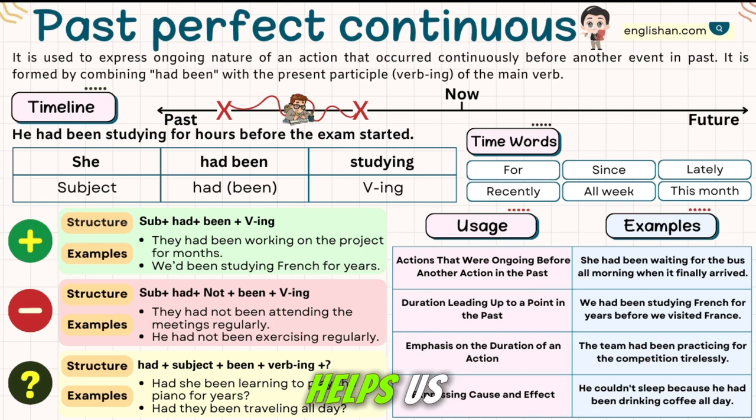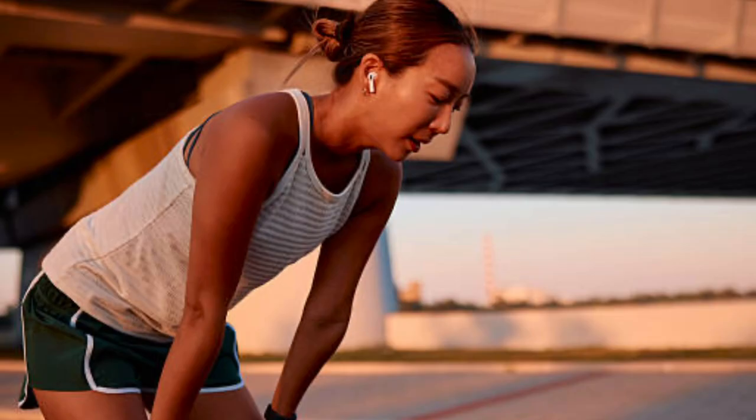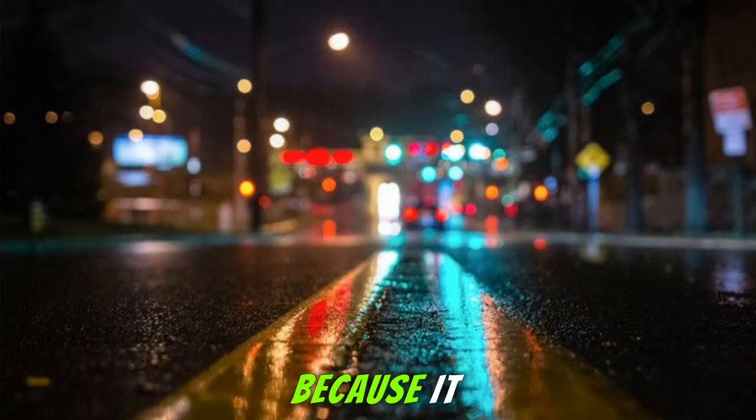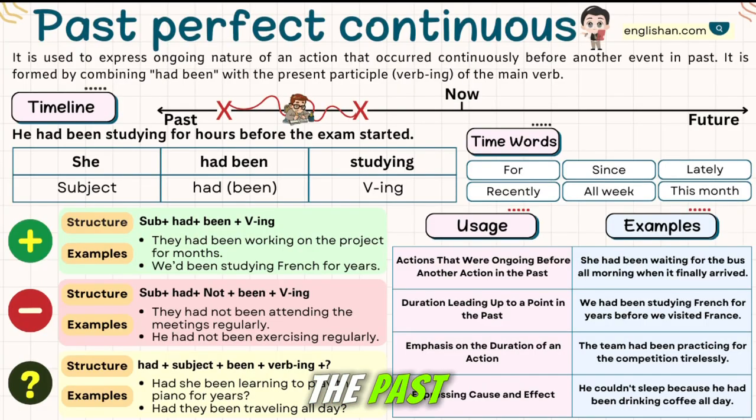This tense helps us explain the reason for something in the past. For example, she was tired because she had been running. The ground was wet because it had been raining. The past perfect continuous is useful when we want to show that one past action continued until another past event happened. In conclusion, we use the past perfect continuous to talk about actions that were in progress before another moment in the past. It's very useful for storytelling and describing past situations.